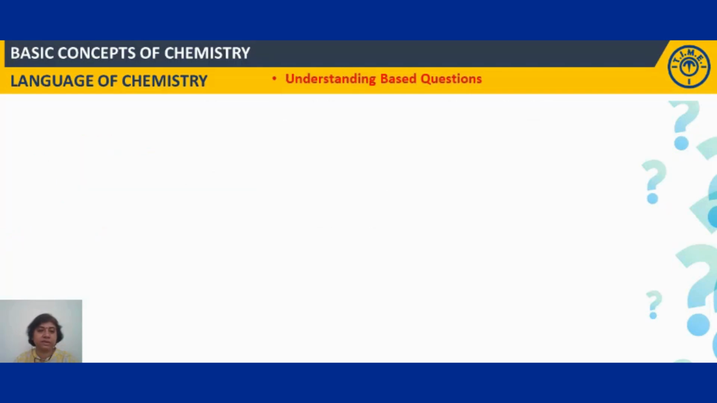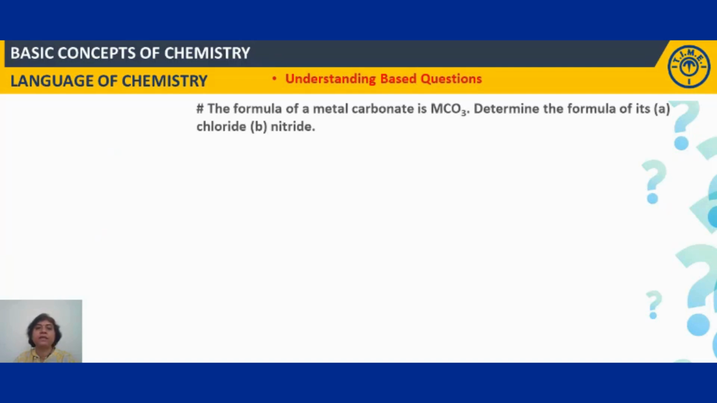Okay. So what is the next question? The formula of a metal carbonate is MCO3. Determine the formula of its chloride, nitride. Okay. Let's check. So for writing the formula of chloride and nitride, you must know the valency of the metal. How will you get to know the valency of the metal? From the given compound MCO3.